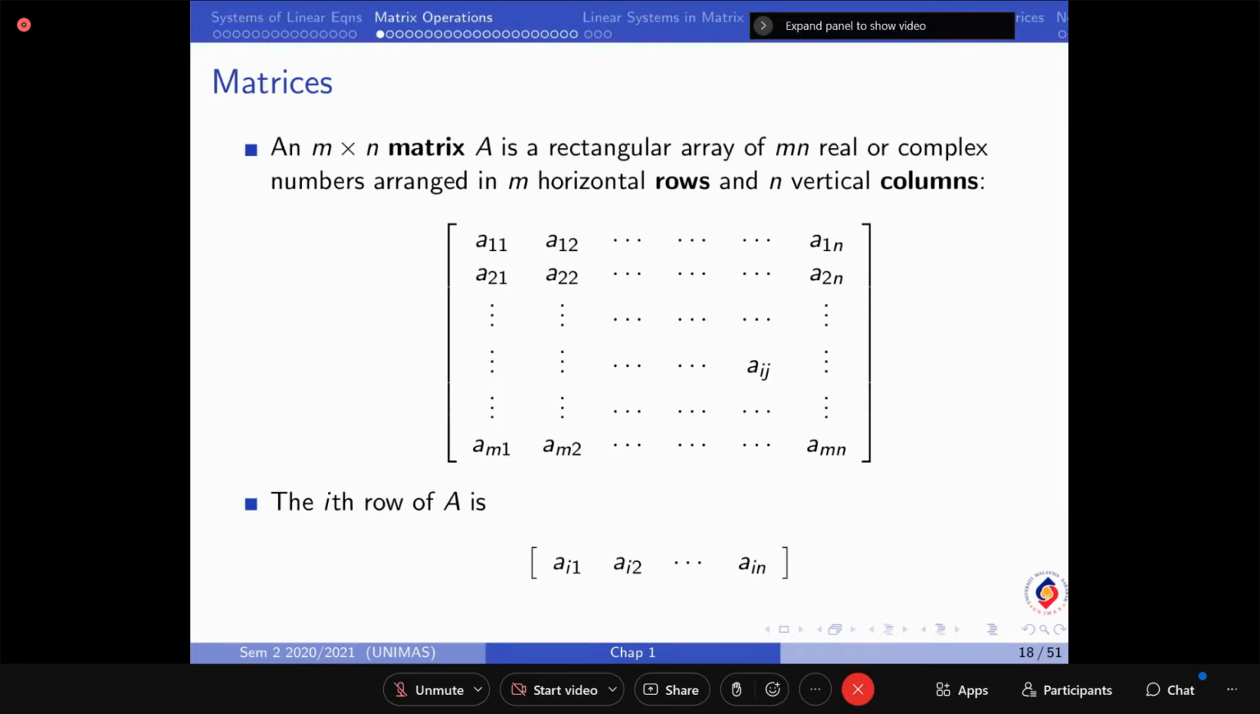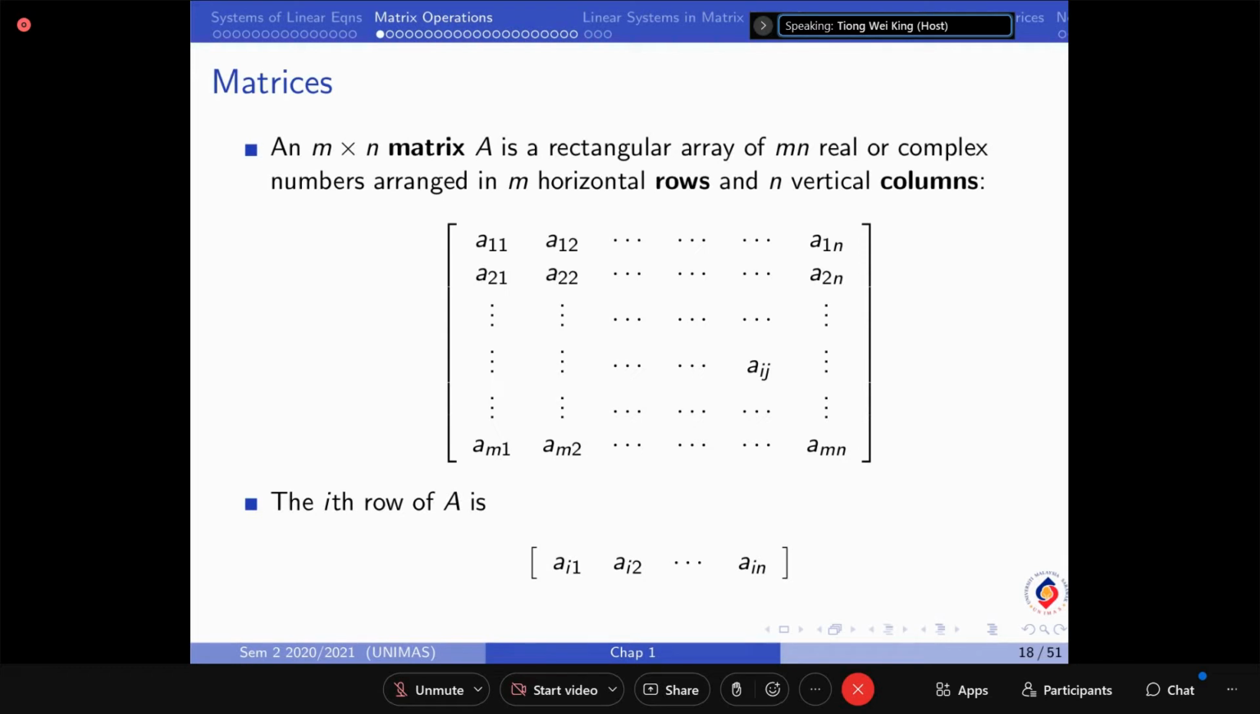Okay, next is the matrices. So what is the relationship between a system of linear equations and a matrix? Okay, we will talk about it in a later chapter. But first, this is the definition of a matrix. Basically, you know what a matrix is already from what you learned before in secondary and high school. So I'll just skip this one.